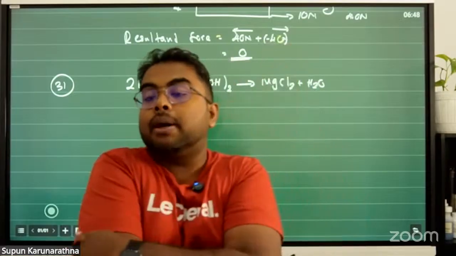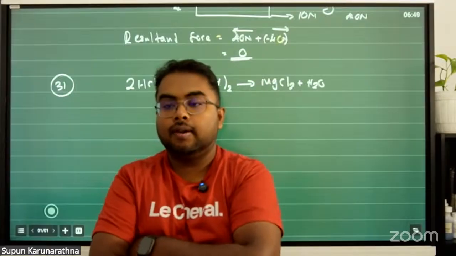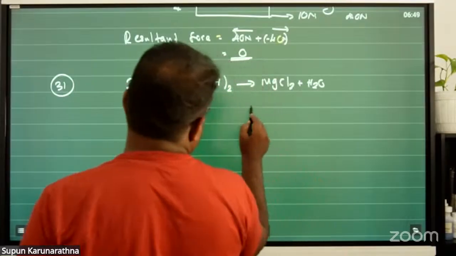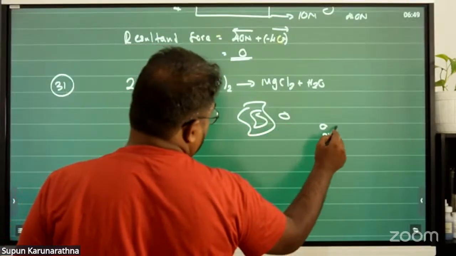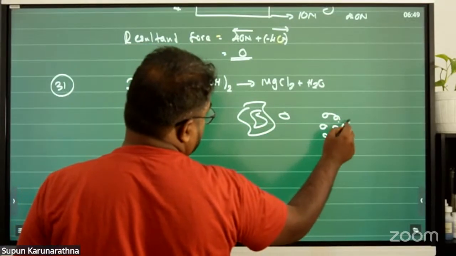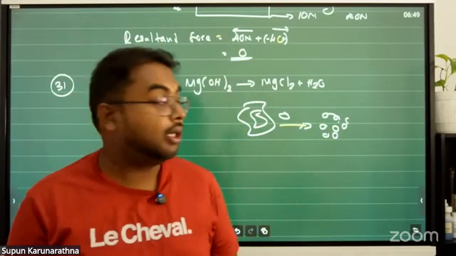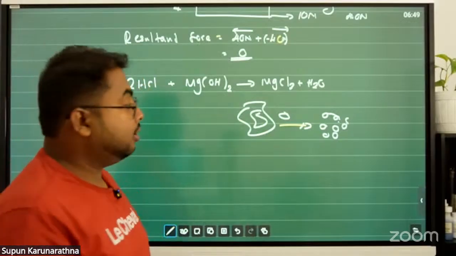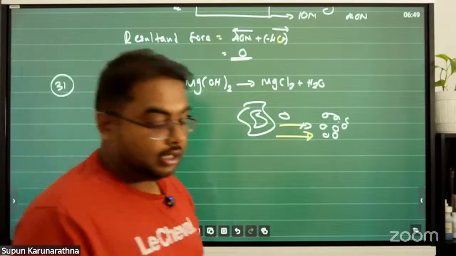So what do you mean by emulsification? Emulsification is when lipids convert to small droplets. That is what we call emulsification. A large lipid molecule converts to small droplets.